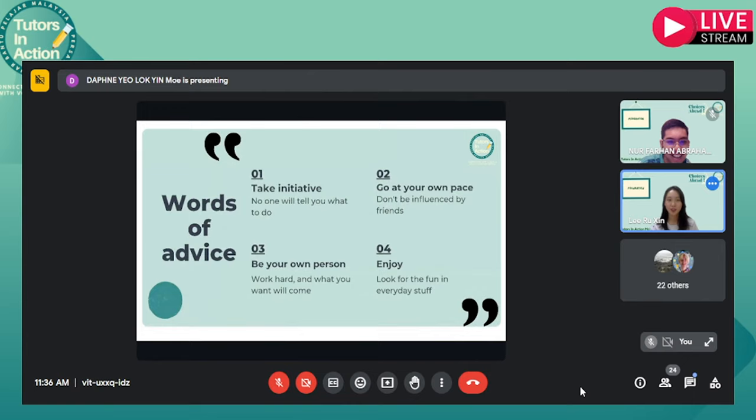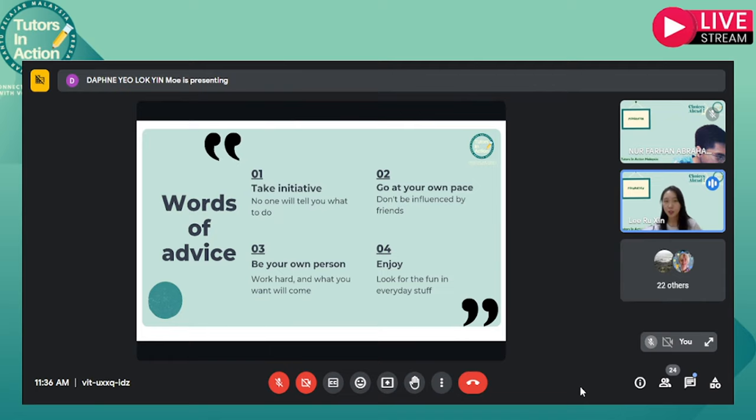Yeah. So I have some words of advice that are also quite general. Maybe everyone can take this into consideration. The first one was an extension of my previous point, which is to be brave. You have to take initiative. As I said just now, no one's going to tell you what to do. Especially in university, you have a lot of freedom compared to secondary school. So you really need to take the initiative to do things, manage your time.